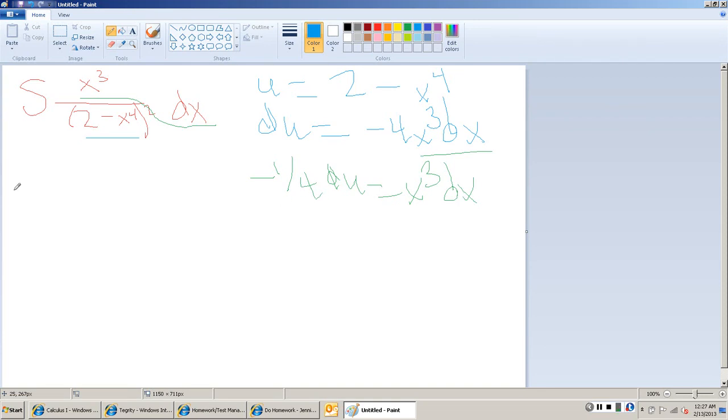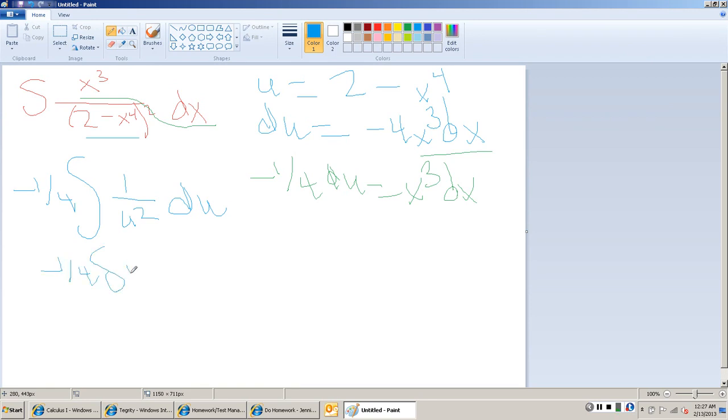So like this negative 1/4 can go out front because it's just a coefficient. So this over here, this is my u, so this becomes 1 over u squared. And then my x to the third dx, that here, becomes this negative 1/4 du. And I put the negative 1/4 out here, and here's my du. So now I've changed this big equation into this, and this I can easily integrate.